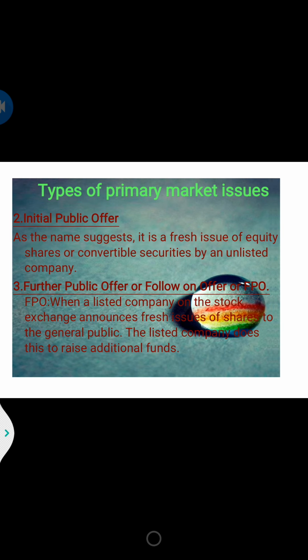Okay, so the listed company does this to raise additional funds. What they do is issue shares. In a public issue or initial public offer, what happens? The unlisted company issues the shares. But here, when a listed company on the stock exchange announces a fresh issue of shares to the general public in order to raise additional funds, that becomes your further public offer or follow-on offer, in short, FPO.